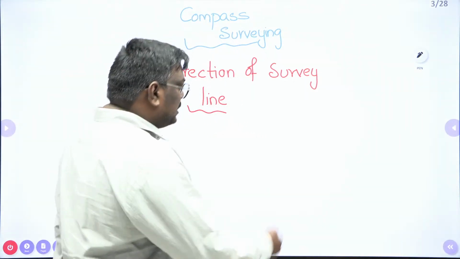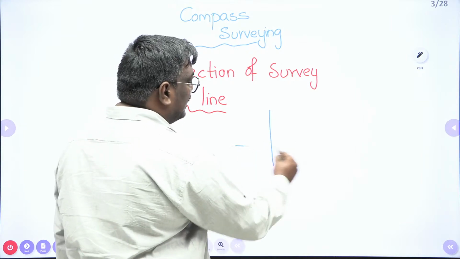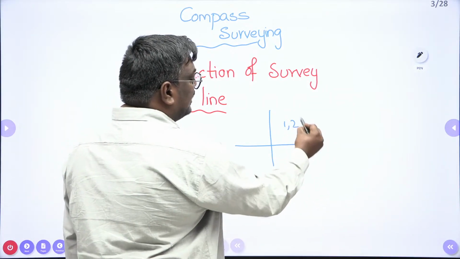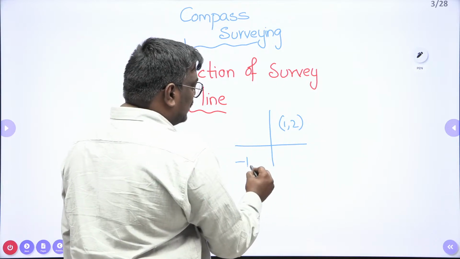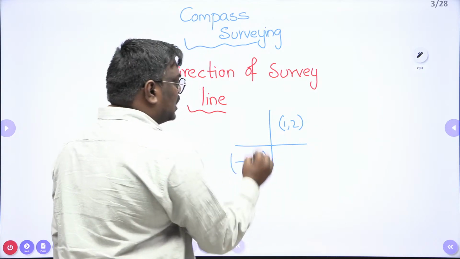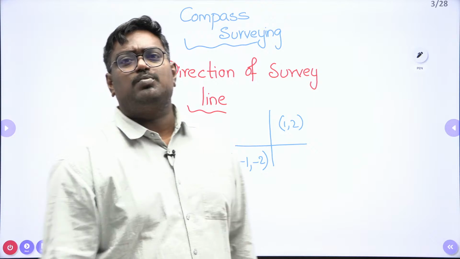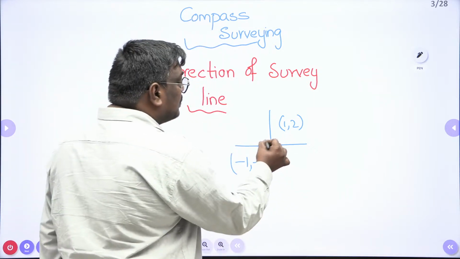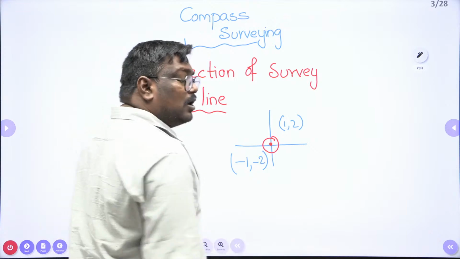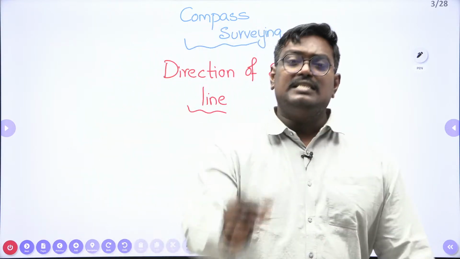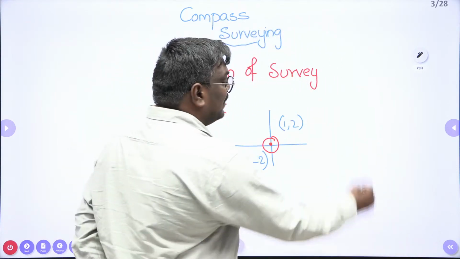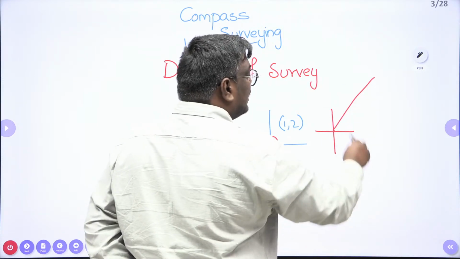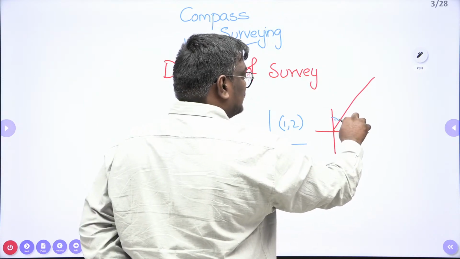Now, my dear students, when we talk about geometry, if you want to plot the point (1, 2), you will place it in the first quadrant. If it is (-1, -2), you will place it in the third quadrant. So when you place these points, how are you going to place them? These points are placed with reference to a point called the origin. Similarly, in compass surveying, if this is a survey line, we are measuring the angle, suppose this is the angle.